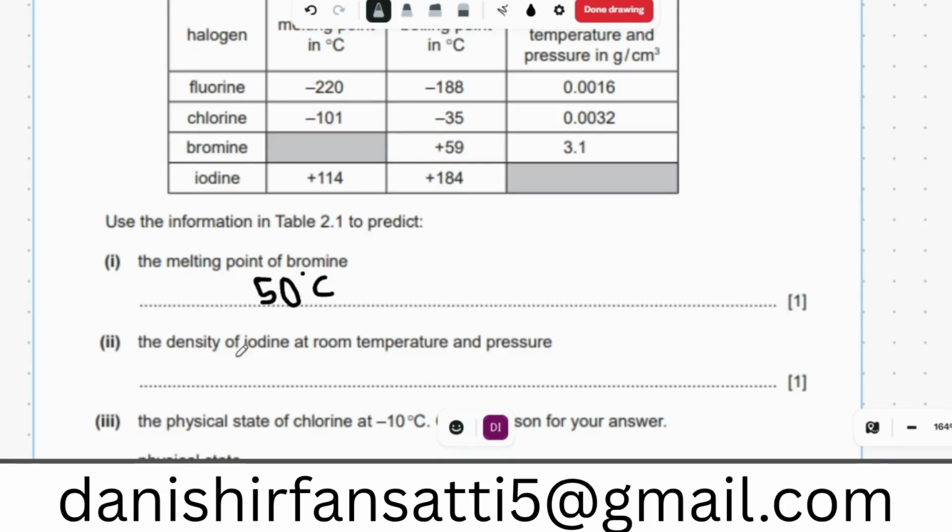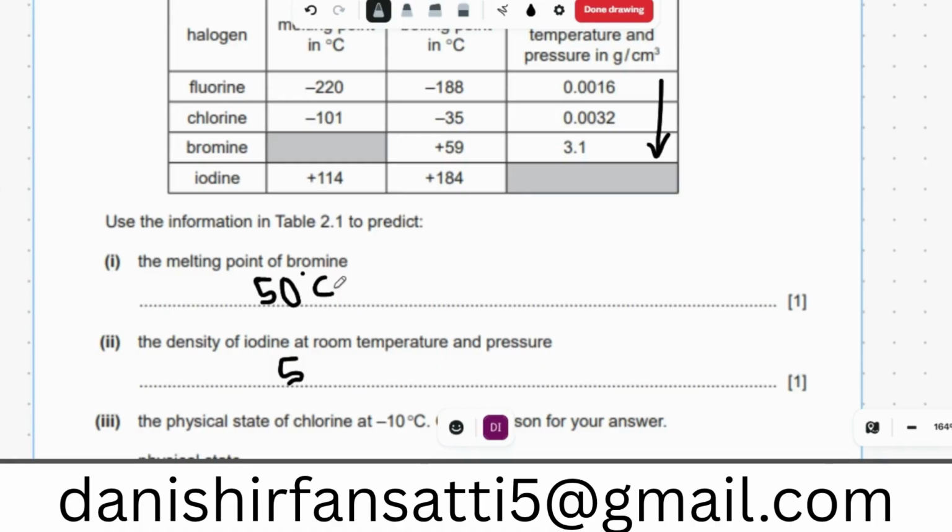What is the density of iodine? Iodine should be greater than 3.1. So I will say 5, because the trend is increasing down the group.